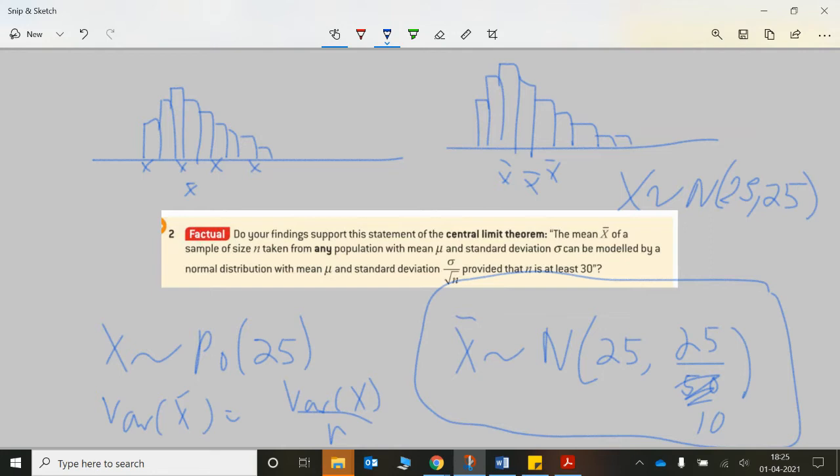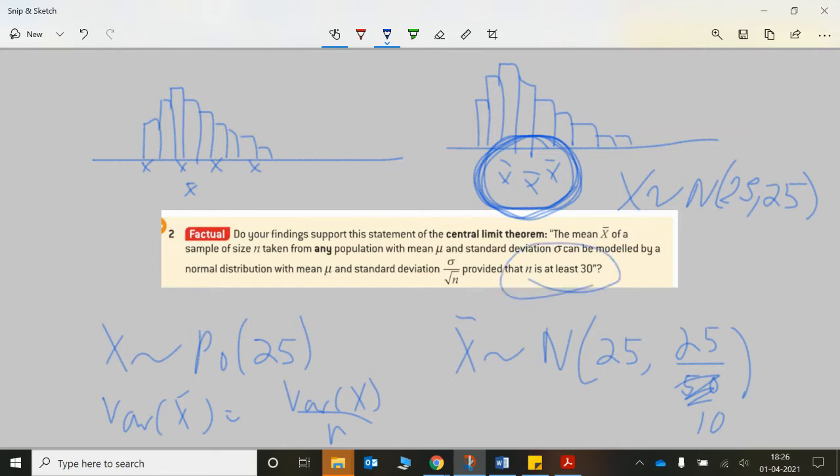I guess there's been no proof of that, just a discussion of the idea that these means are normally distributed. It doesn't matter if you come from a binomial distribution, Poisson distribution, or any other distribution, as long as we're looking at sample means and n is greater than or equal to 30, and obviously the higher n is, the better, then X bar is distributed like this.